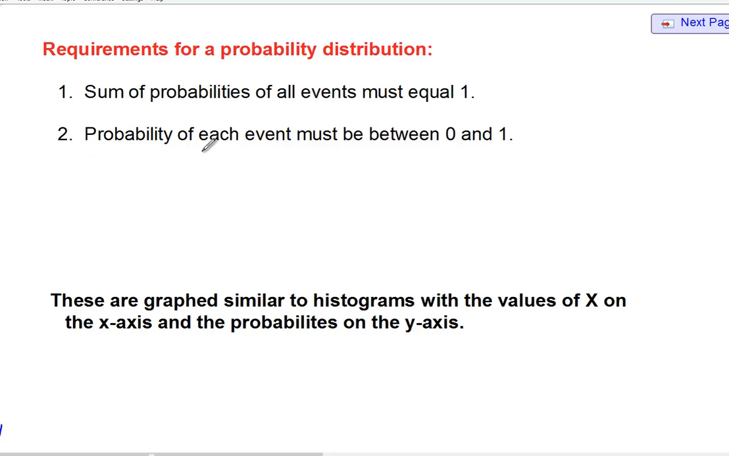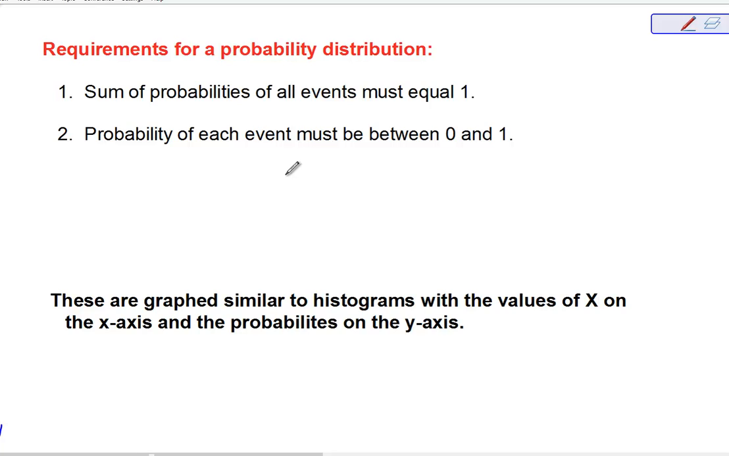The second requirement is that the probabilities must be between 0 and 1. Recall back when we discussed probabilities themselves. Probabilities have to be between 0 and 1. They can't be negative and they can't be greater than 1. So we're still looking at those same requirements. So I can't have a negative number, I can't have 4.3, I can't have 1.7, anything like that. They have to be between 0 and 1. Okay?